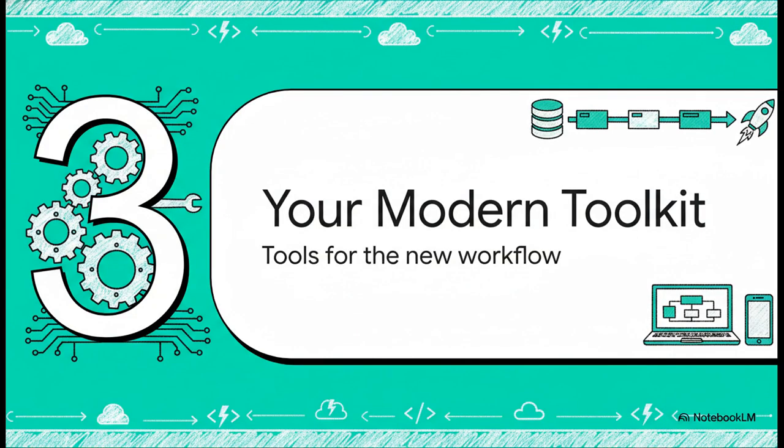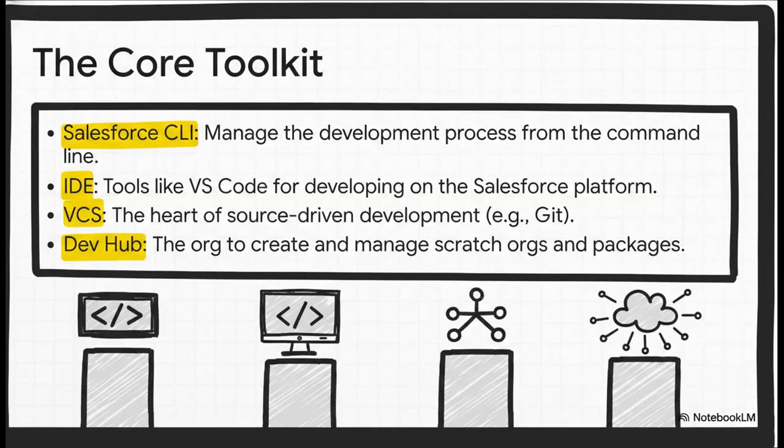Now, to make all this actually work, you're going to need a modern toolkit. So let's take a look at the essential tools that really power this new workflow. This whole new way of working is really built on 4 main pillars. First, you've got the Salesforce CLI, which lets you automate pretty much everything from the command line.